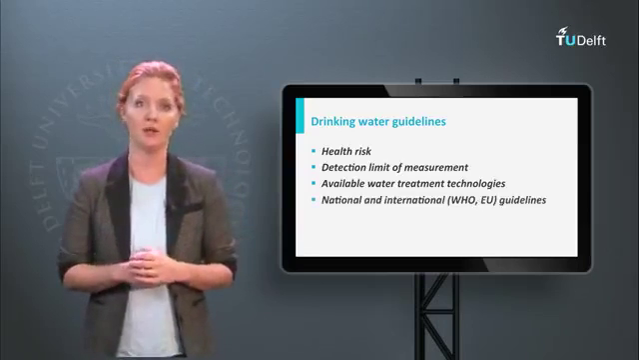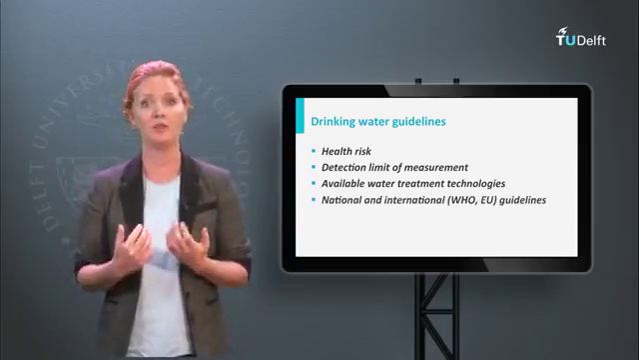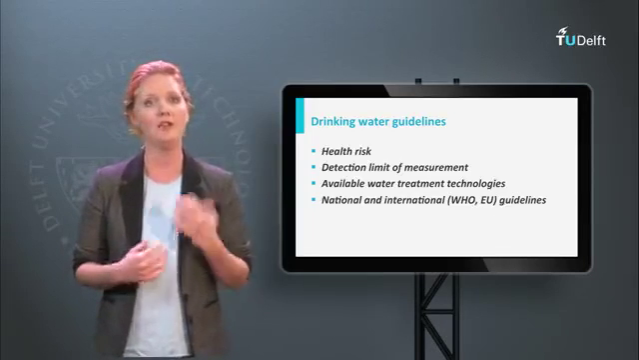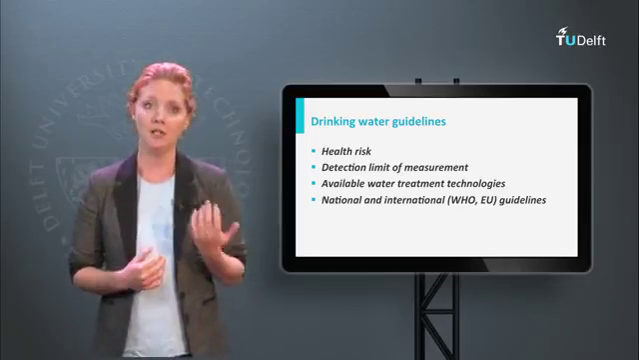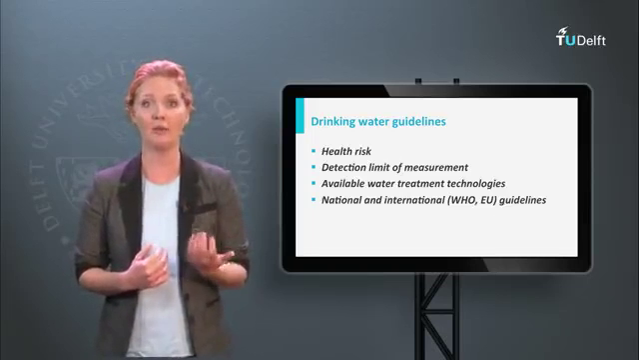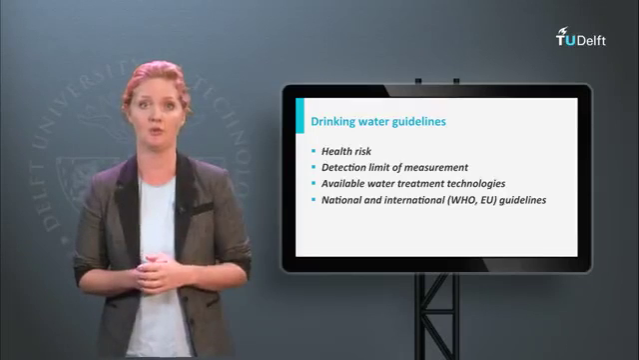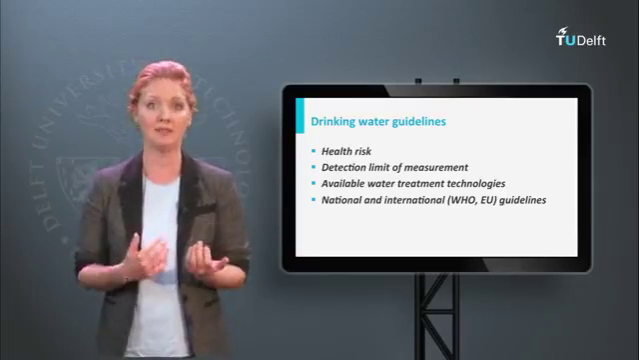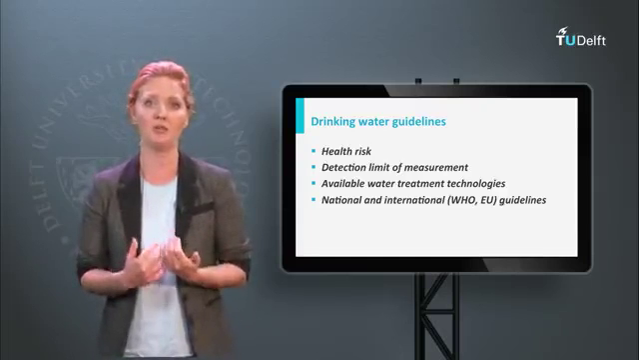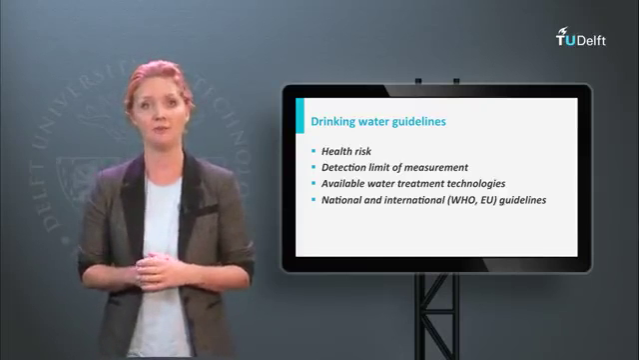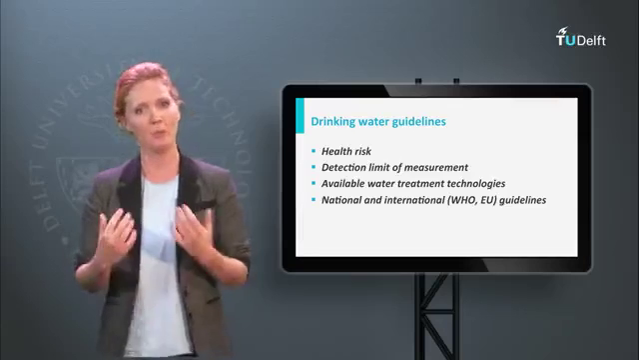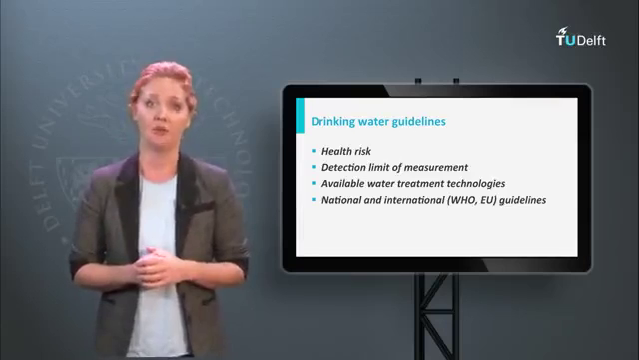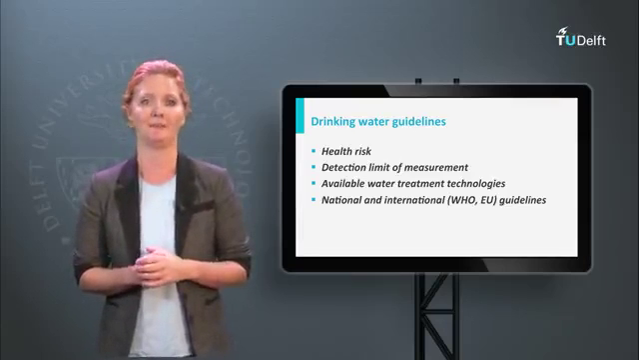Most countries have their own guidelines for these parameters. There are also international guidelines, for example of the World Health Organization and the European Union. In EU guidelines, a maximum allowable health risk of 10 to the minus 5 is used for the formulation of the guidelines. In other words, it is accepted that no more than 1 in 100,000 persons can develop an illness for each contaminant.